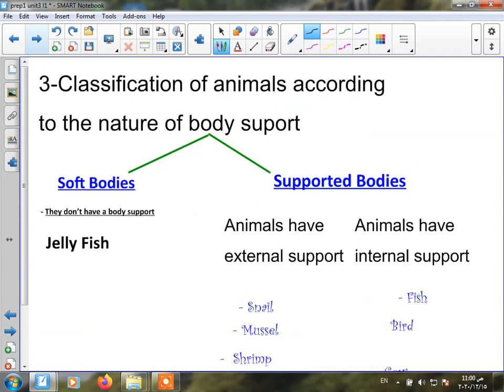Next, inshallah, we will talk about the classification in animals. So I talked about diversity in animals, plants and microorganisms, and number two I talked about classification in plants, and then next we will talk about classification in animals.